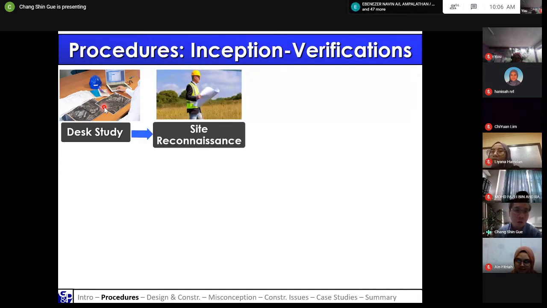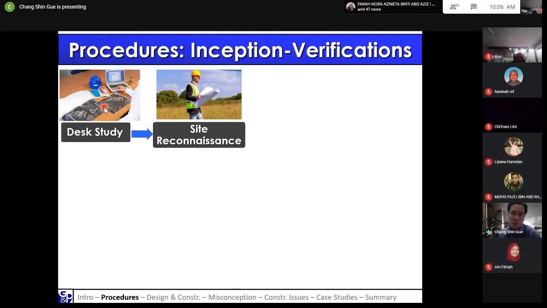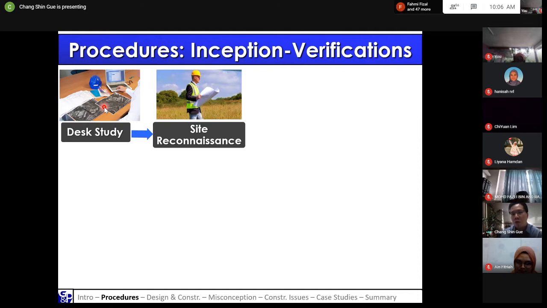So once you do the desk study, then you actually go to the site, what we call a site reconnaissance or site visit. So you basically need to check the information that you get from the desk study, whether it's representative of the site. So you try to verify the information that you get from the desk study and see for yourself what is actually not captured in your desk study.